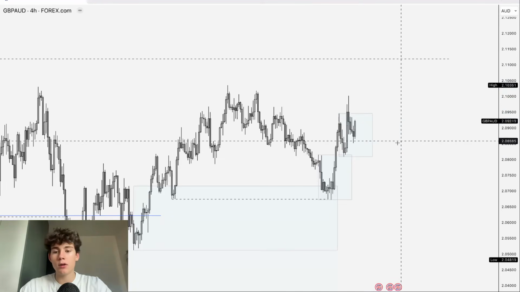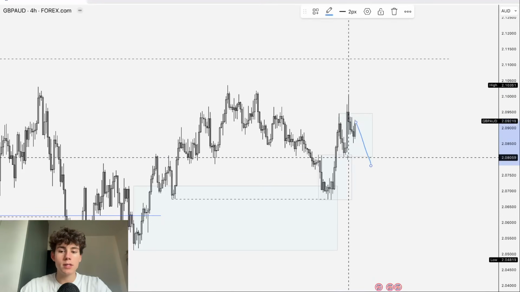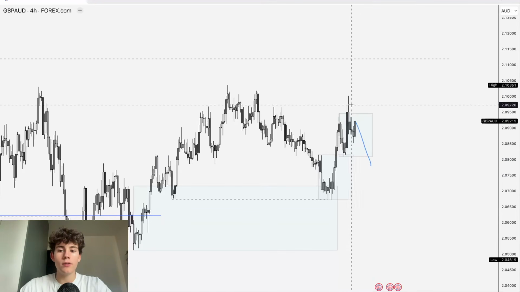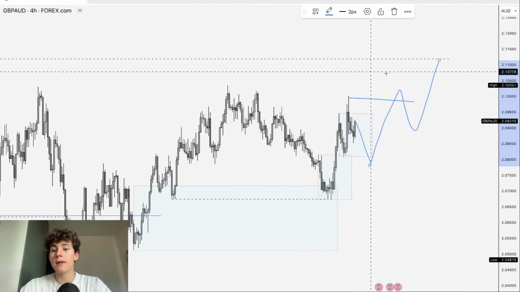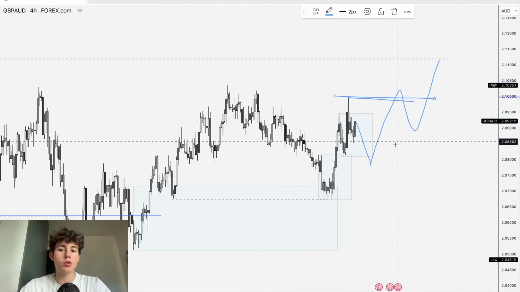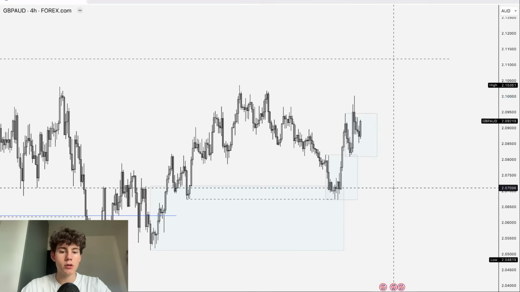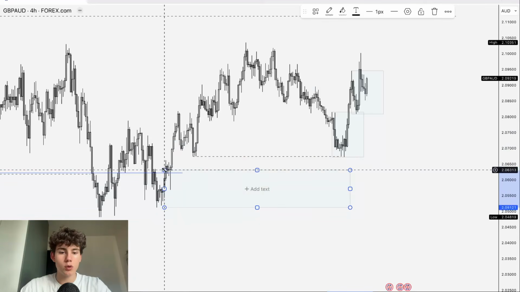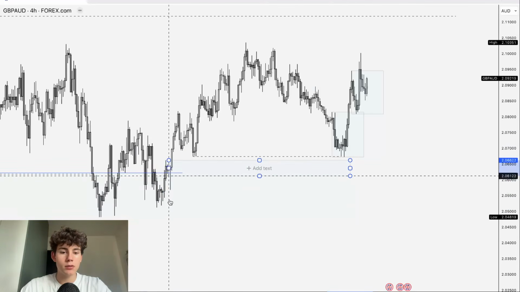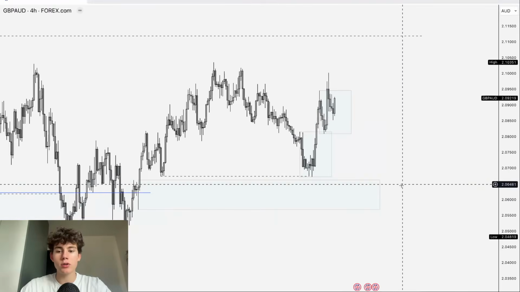Let's say in the beginning of the week we swipe this liquidity, then you would want this high to be broken before taking any longs, because you would want your order flow to be bullish. So also keep in mind that we have a refined demand zone over here, so that's definitely something to take a look at if we come closer to this demand.